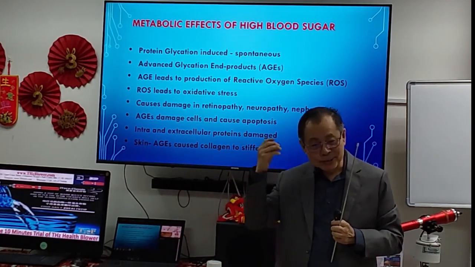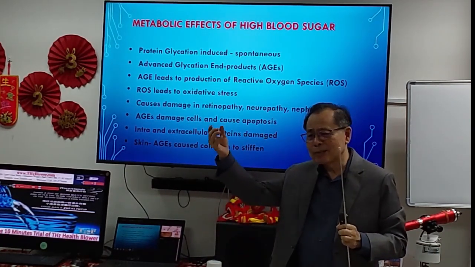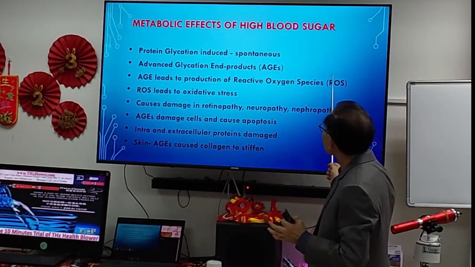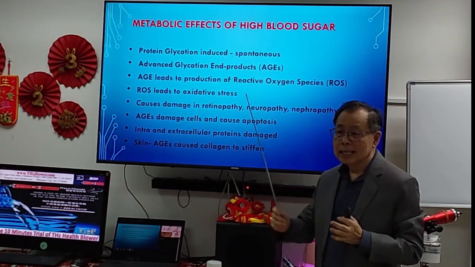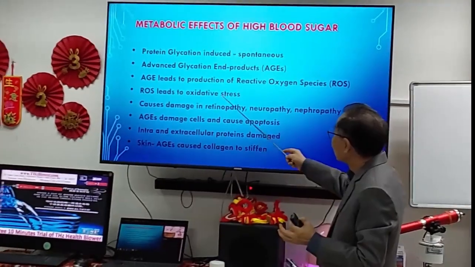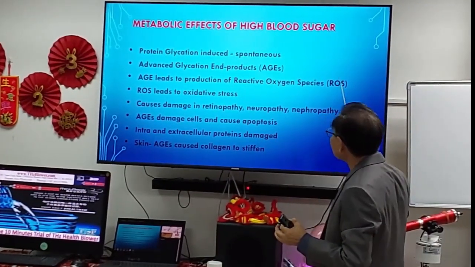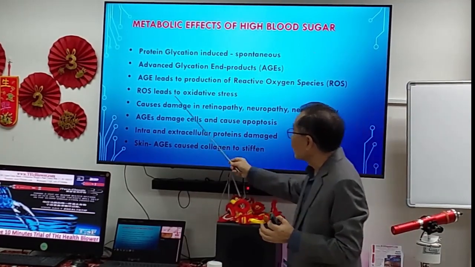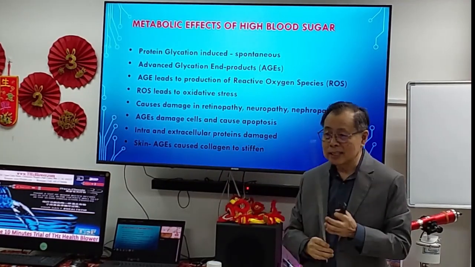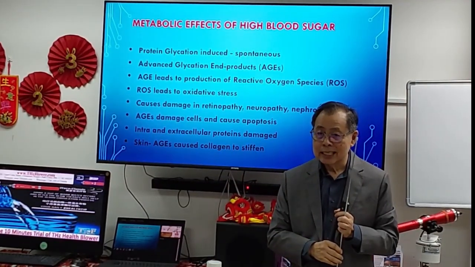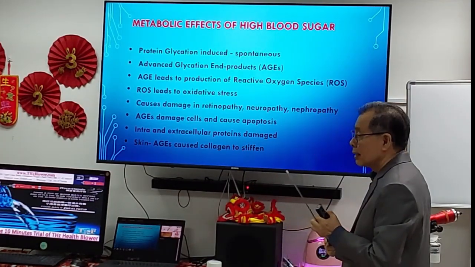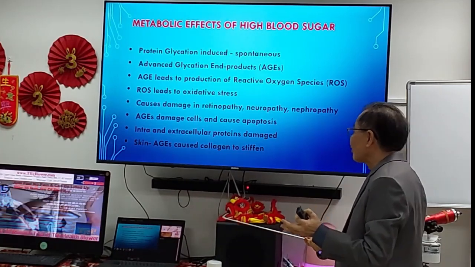Now, you heard everybody say we must take antioxidants. Why do we take antioxidants? Because of this ROS. This ROS comes about because AGE leads to the production of this. And it is ROS, the presence of excessive ROS, that gives us oxidative stress. You see? So you need antioxidants to neutralize it. Why must we neutralize it? Why?